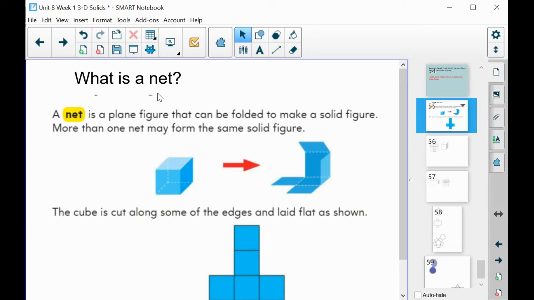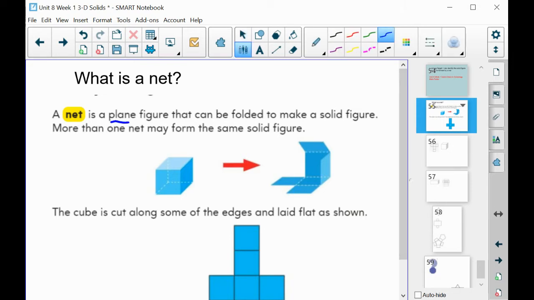This is a multiple meaning word, so you might be thinking about like a fishing net or a net on a basketball hoop. But in geometry, in solids, a net is a plane. And remember, this word means flat, aka a two-dimensional figure that can be folded up to make a solid figure.